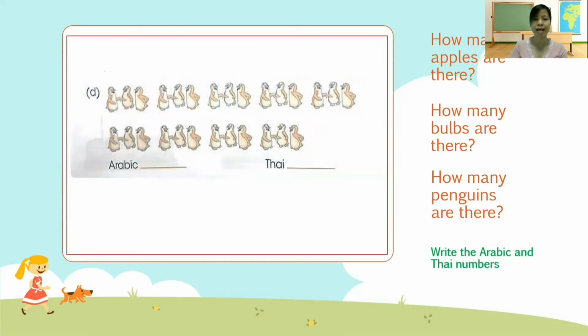Last one, we have penguins. We have 3 penguins in each set, and we have 9 sets. So how many penguins do we have? How many penguins are there? Correct. We have 27 penguins. Now I want you to write 27 in Thai. Great job.